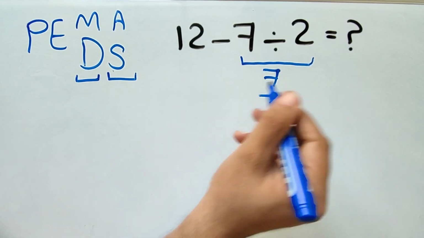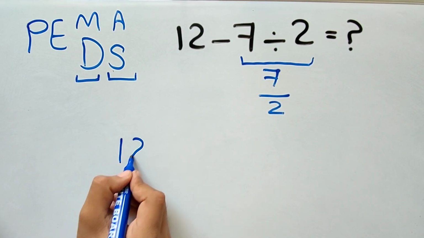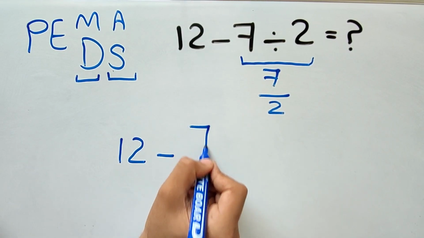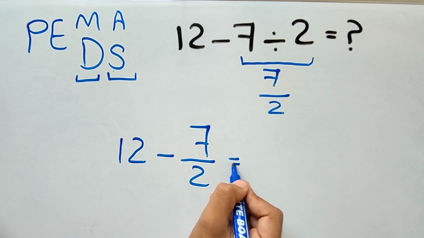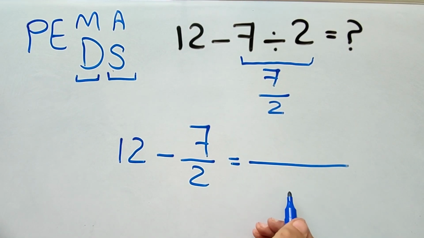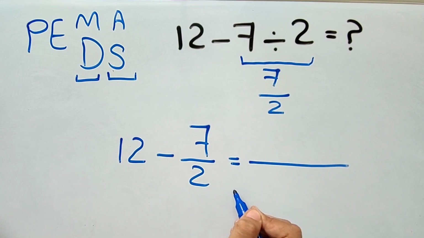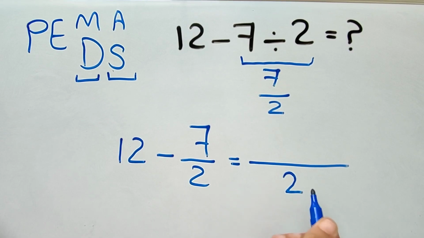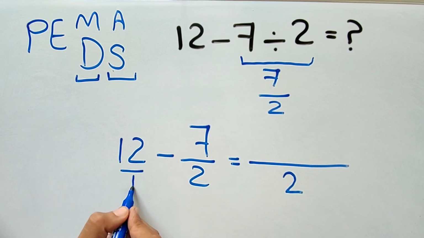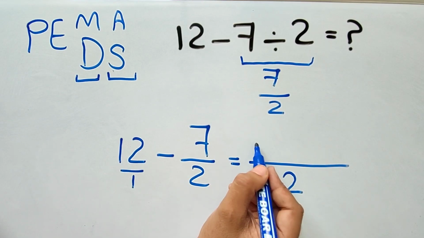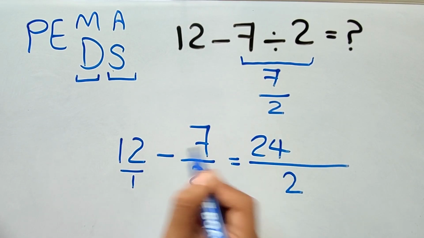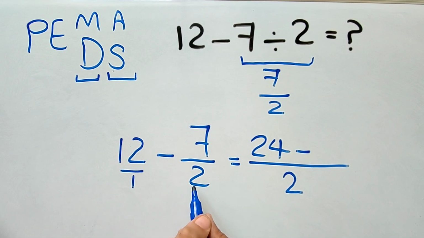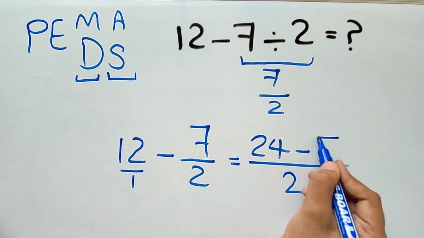And now let's rewrite the expression. We had 12 minus 7 over 2. So we have to solve this expression in this way. In the numerator we have 2. Now 2 divided by, here is 1. Now 2 divided by 1 gives us 2, and 2 times 12 gives us 24, minus, and 2 divided by 2 gives us 1, and 1 times 7 gives us 7.